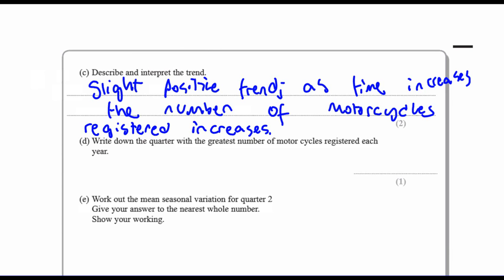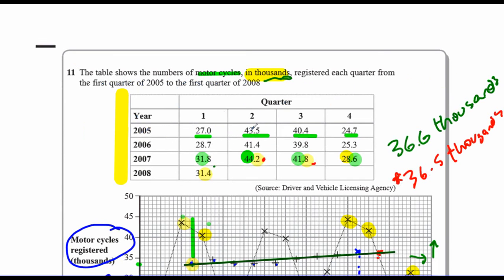Another write down question, so we should be able to just figure it out without any difficult calculations. Write down the quarter with the greatest number of motorcycles registered each year. So let's look at each year and see which quarter, 1, 2, 3 or 4 has the highest number each time. In 2005, this is the highest. 2006, this is the highest. 2007, this is the highest. So it's always quarter 2.